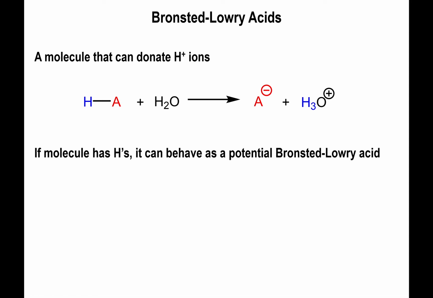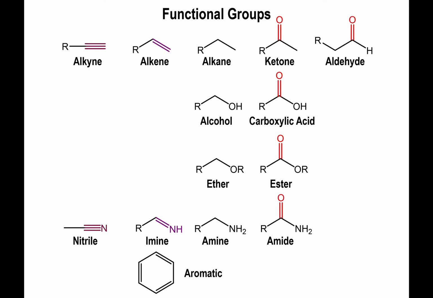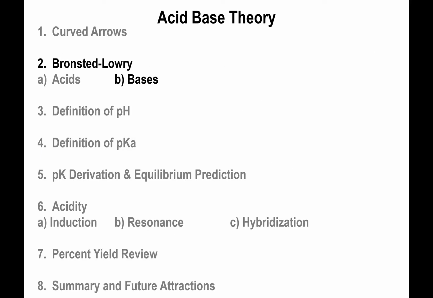As long as your molecule has H's, it can behave as a potential Bronsted-Lowry acid. Needless to say, the vast majority of organic molecules contain at least one hydrogen within the molecule, and so each one of these molecules could potentially behave as an acidic substance. To what extent this will happen will depend ultimately on some chemical characteristics of the different functional groups, and we'll talk about that in a little bit.